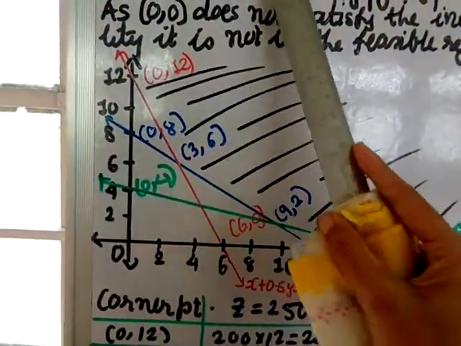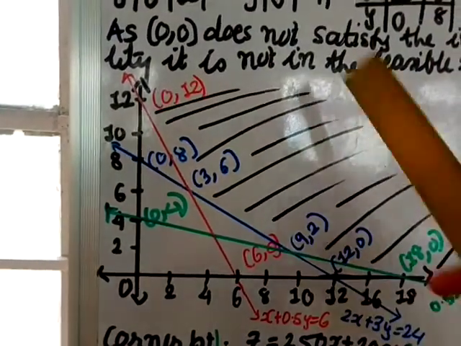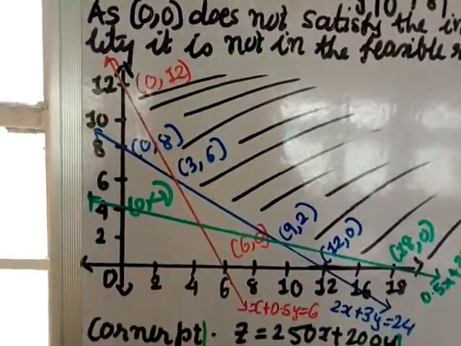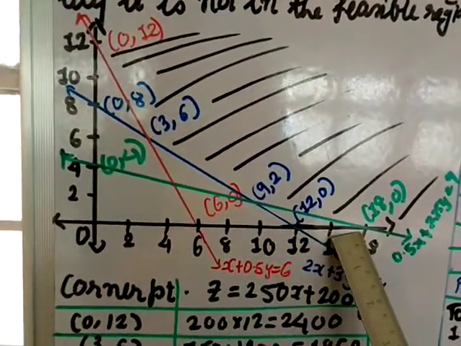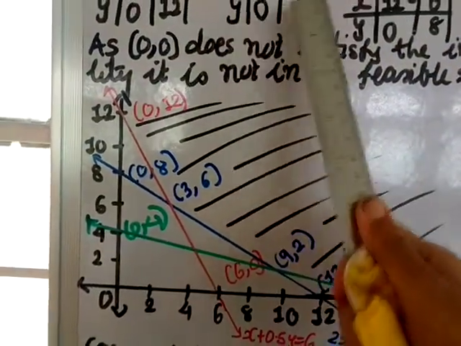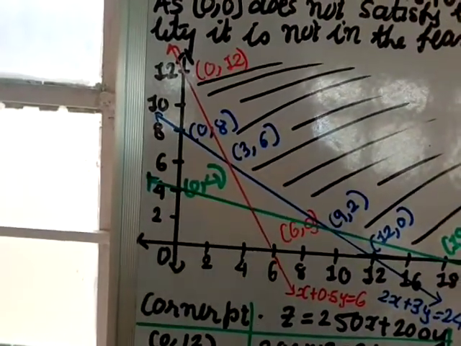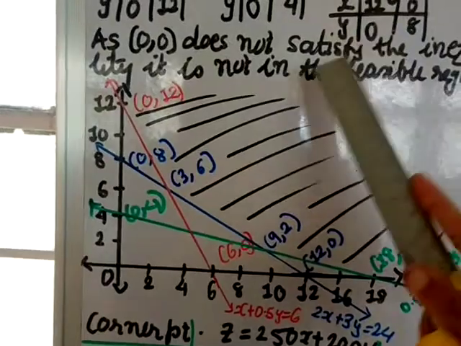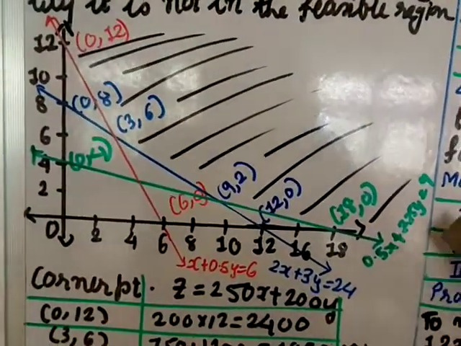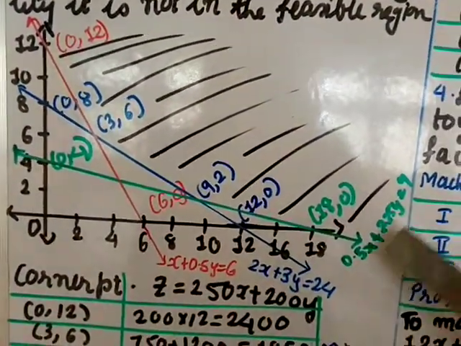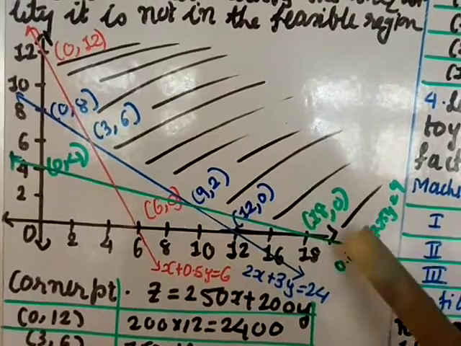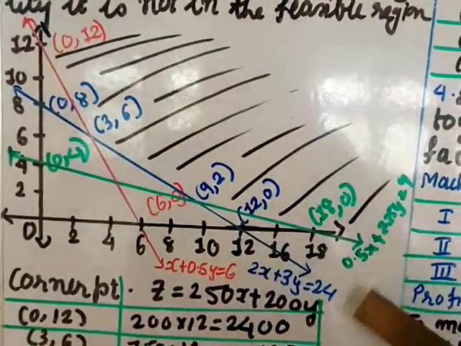Then take this line. When y equal to 0, x is equal to 18, so here is this point. And when x equal to 0, y is equal to 4, so from here 0 and 4. Then draw the line and write the equation of the line. That you should not forget. First put the points, then draw the line and write the equation of the line.